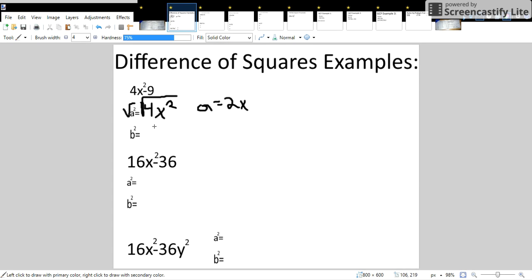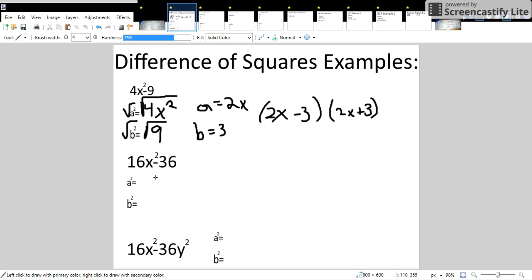Now let's find our b. Our b squared is 9. So if we take the square root of each of them, we're going to have that b equals 3. From here, you could just plug them into the formula. Now we have 2x minus 3 and 2x plus 3. Again, you could put them in the opposite order because they're commutative.